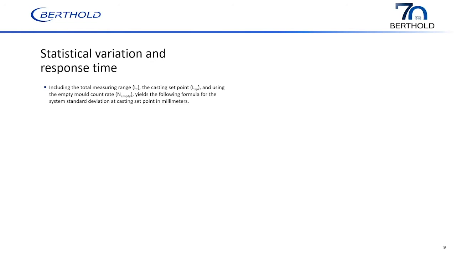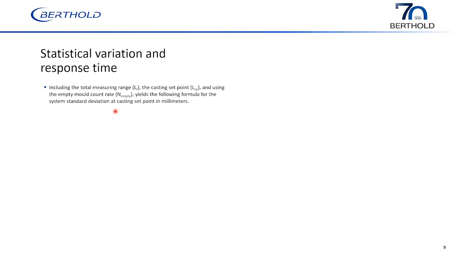Now, let's take this discussion a bit further and also add some more variables. We now include also the total measuring range, which I call LT here. This is the range in the mold where we measure the mold level. Then also the casting set point. This is the point where we would like to have our casting level. And then also the empty count rate, n empty, which equals the number of pulses we get when our mold is empty.